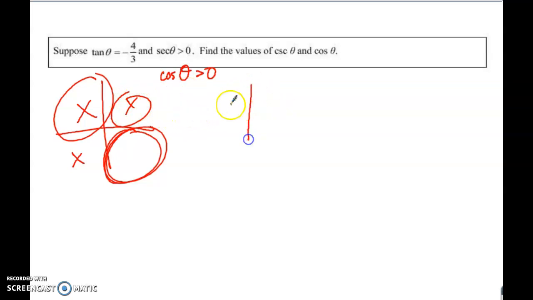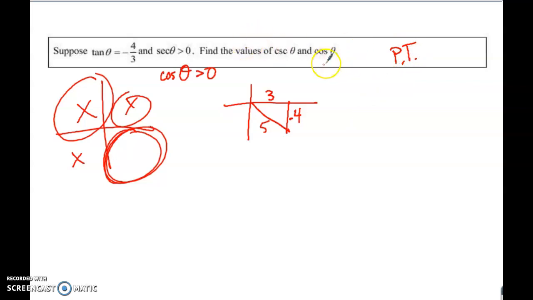Yeah, so what I would do next is go ahead and draw that. And tangent, by definition, is opposite, and it's negative for the y-coordinate, over adjacent. And it's a 3, 4, 5 right triangle again. Don't forget about your Pythagorean triples.